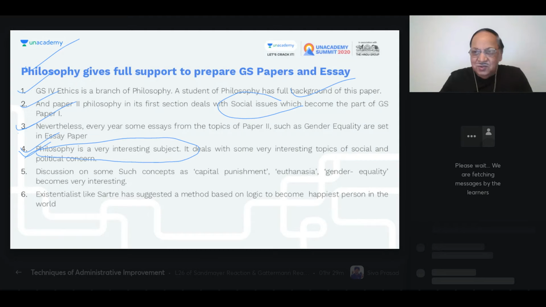No other subject can you enjoy the way you can enjoy the subject philosophy. Why will you enjoy philosophy? The first reason is that in philosophy you will be studying some social and political issues which are directly related to your life and your thinking. So you always have the interest to know more and more things.